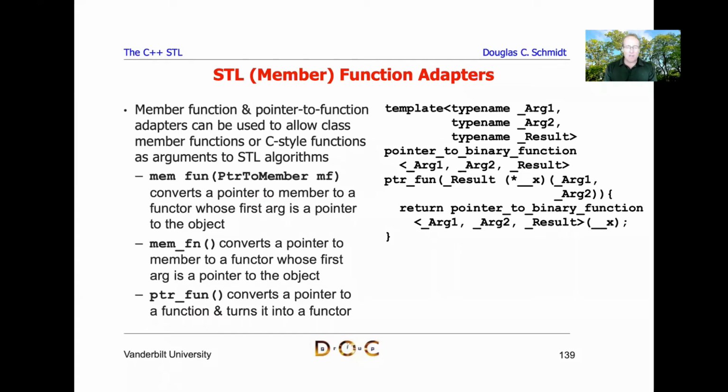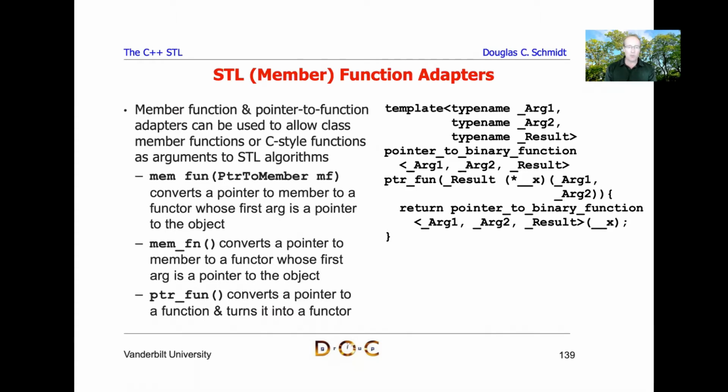So the next type of function adapter we're going to talk about are the member or pointer to function adapters. These can be used to allow class member functions or C style functions to be passed as arguments to STL algorithms. And you'll see that there's several of them: memfun, memfunction or memfn, and pointerfun.